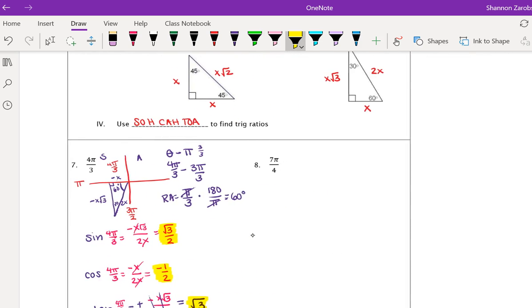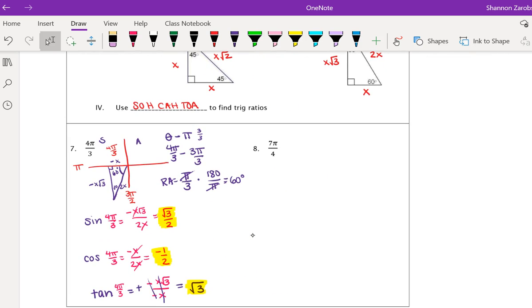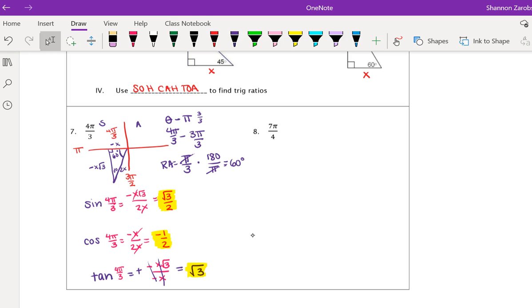So it's kind of a messy process. There's a lot to remember in working with fractions. But we're going to get real familiar with some of these values very soon. Okay? All right, so now looking at 7 pi over 4, last example.